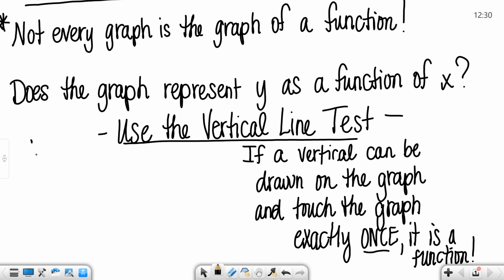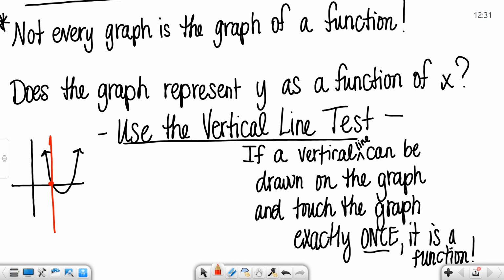Okay, so here are some graphs that we're going to look at. Our first graph is going to be this one. The question is, does the graph represent y as a function of x? I'm going to use a red line to represent a vertical line that can be drawn. If a vertical line can be drawn on the graph and touch the graph exactly once, it is a function. I want to draw my vertical line so that it at least touches it once somewhere. So there's a vertical line. It touches the graph in exactly one point right there.